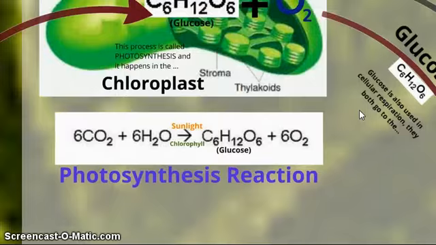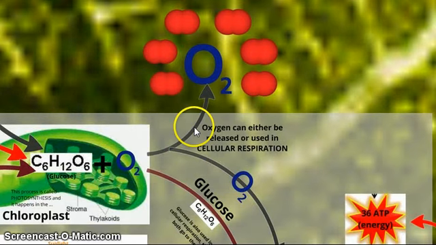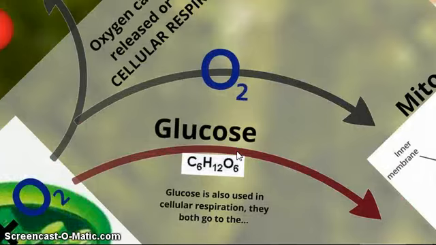Okay, so let's go on. Okay, so oxygen can be either released or can be used in cellular respiration. So again, these are O2 molecules. We have 6 of them being released. 1, 2, 3, 4, 5, and 6. Okay, it can be released to the environment, or it can be actually used in cellular respiration. Okay, and we'll go on to this.